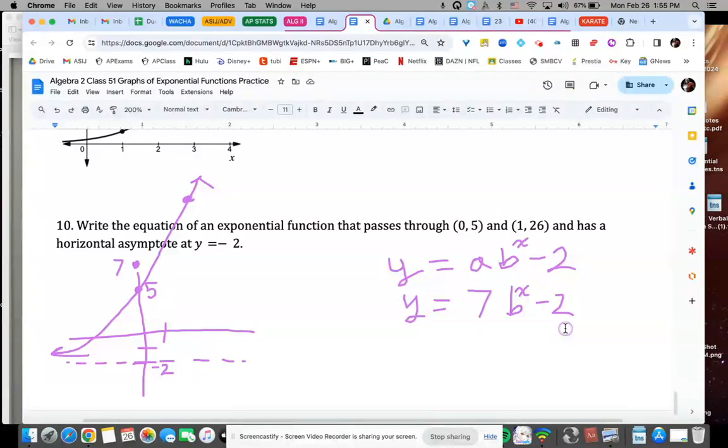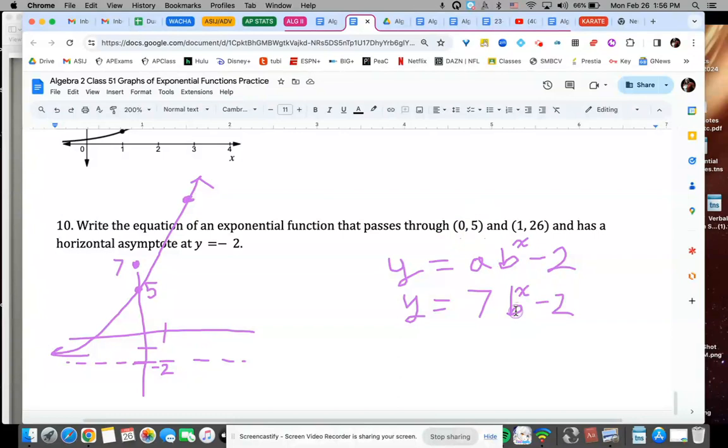Yeah, before the shifting, right? Before the shifting. So it's a combination of this number and this number. I'm assuming we're not shifting left and right, but let's see what happens. If I put 0 into this equation, it doesn't matter what b is. b to the 0 is going to be 1, and that's going to be 1 times 7 is 7. 7 minus 2 is 5. So it works for the first point.